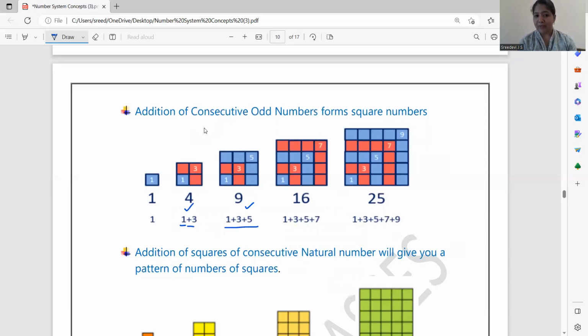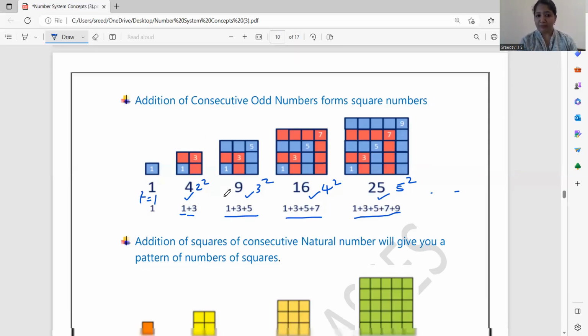Then 1 plus 3 plus 5 plus 7. First 4 consecutive odd numbers added. The answer is 16. Next, first 5 consecutive odd numbers added. You got the next square number, that is 25. We know that 1 square is 1, 2 square is 4, 3 square is 9, 4 square is 16, 5 square is 25, etc. Right? So this is the relation between adding a certain number of first consecutive odd numbers in order to get perfect square numbers. Okay, so it's like a pattern.